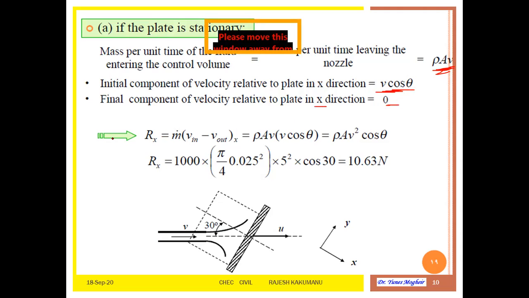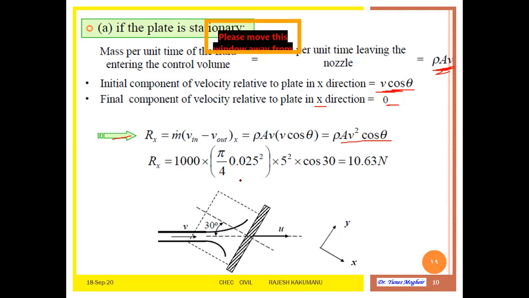Now what is the total? R in the x direction, the resultant, is equal to m of (V in minus V out) in the x direction, that is equal to rho A V into V cos theta, that is equal to rho A V square cos theta.